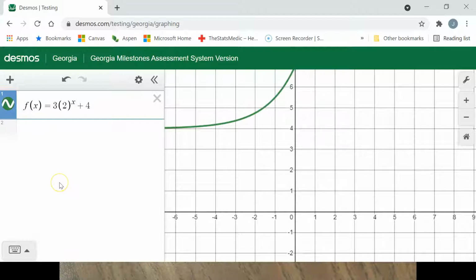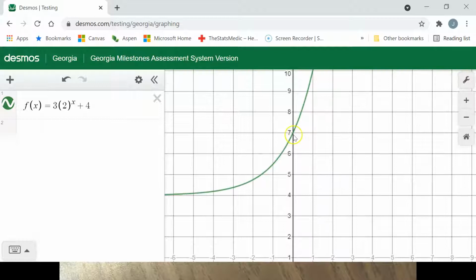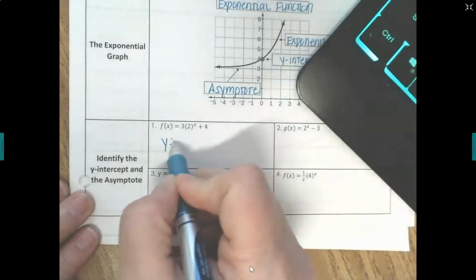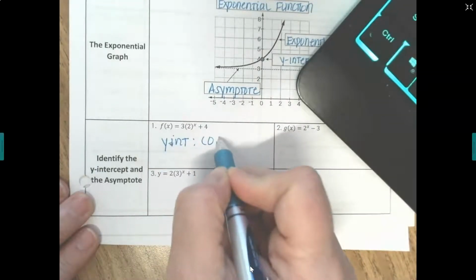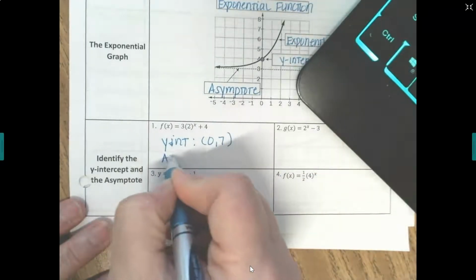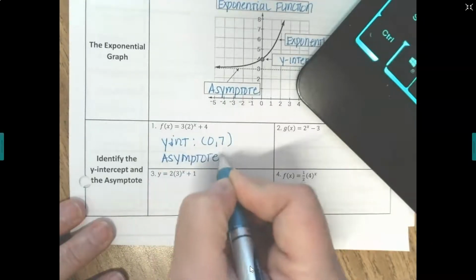Now, I want to know the y-intercept here. So remember, the y-intercept is where the graph crosses or touches the y-axis. So I got to move my graph down a little bit. Here's my y-axis. So I'm just going to hover, and it says it's going to cross the y-intercept at 0, 7. Okay, so my y-intercept is at 0, 7. Okay, and then my asymptote. So let's go back and look at this and see if we can figure out what the asymptote is.